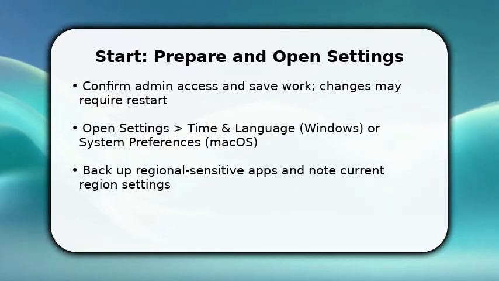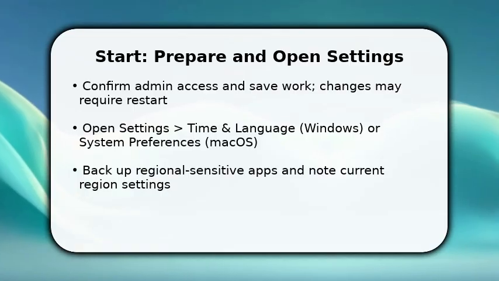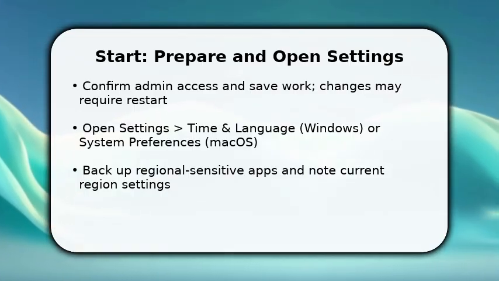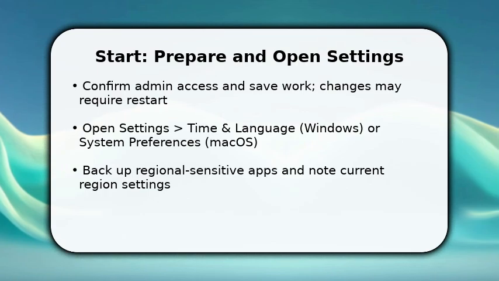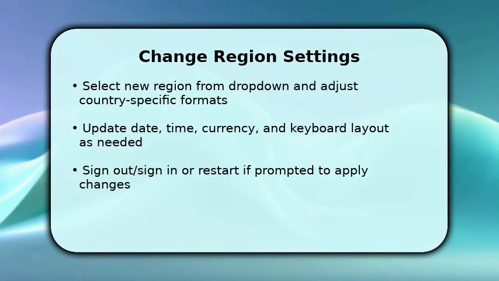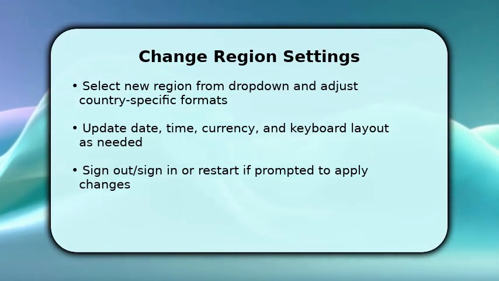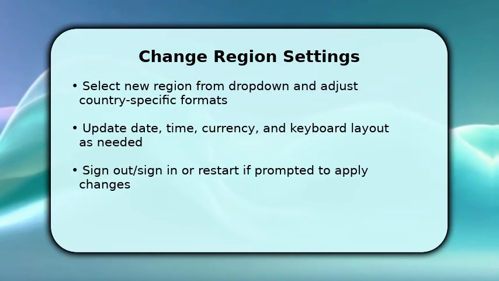Make sure to back up or note any app-specific regional settings like store purchases or language packs, because you may need to re-download content. Now that you're in the correct control panel, proceed to the region selection controls to make the first concrete change. You now select the new region from the drop-down menu. This changes locale-sensitive behavior like currency and content availability.